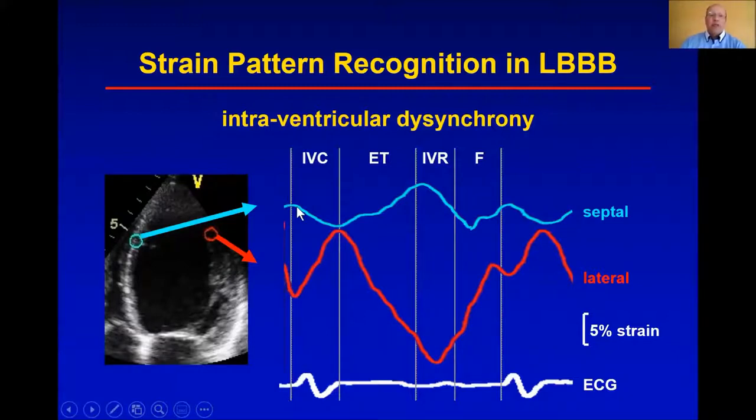What we see here in these patients is in the septum, the early contraction, a shortening of the myocardium. A shortening means that the curve goes downward. And this is what we see. With the onset of QRS, we have a downward slope of the septal curve.